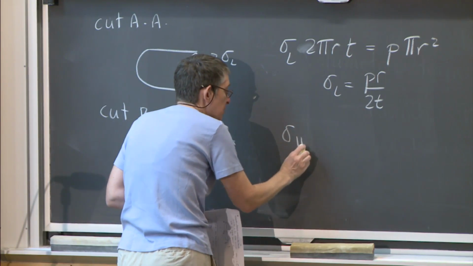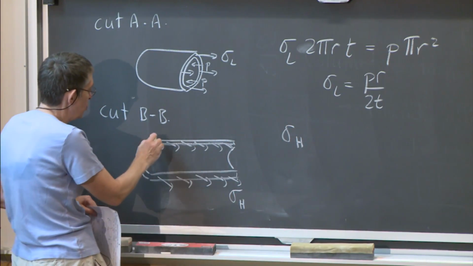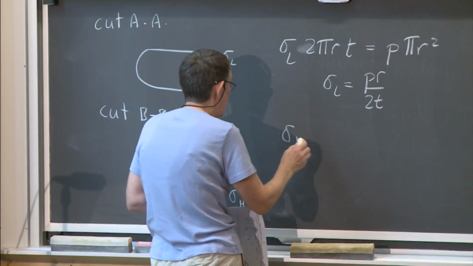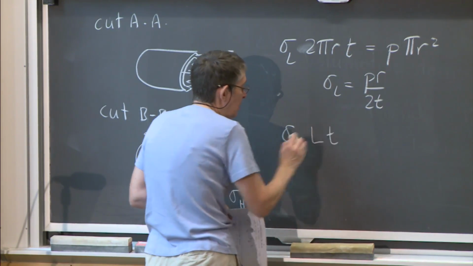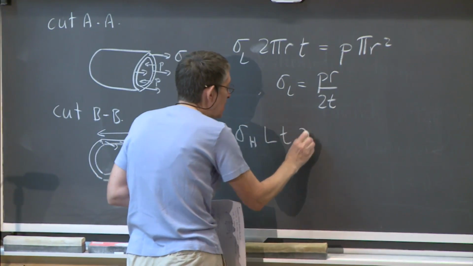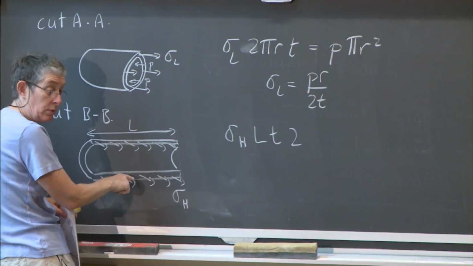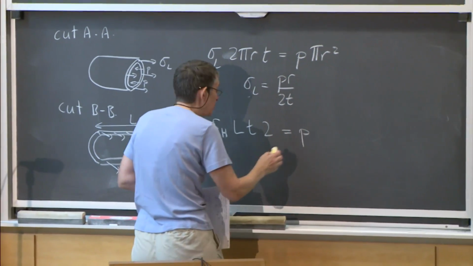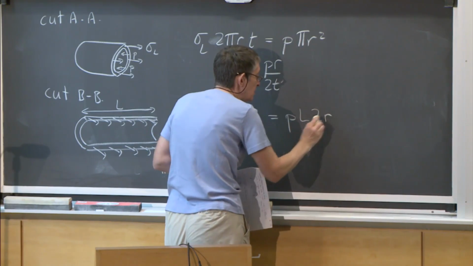So then we'll say the same sort of force balance. We've got this hoop stress. Say this is a length here, L. So that acts over a length L and an area, a thickness T. And there's 2 because there's one at the top, one at the bottom down there. And that's going to balance the pressure, which is going to act over L times 2R.